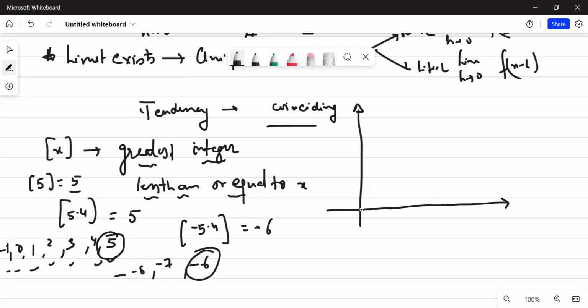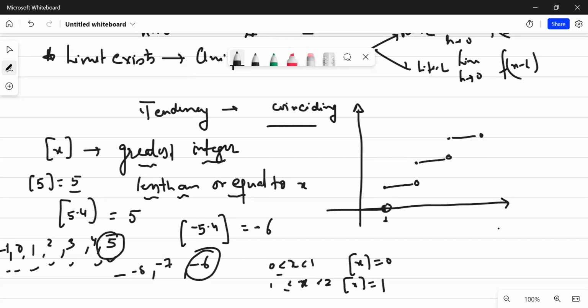So what would be the greatest integer from 0 to 1? You can clearly see that your greatest integer would be 0. At 1, you cannot define it. Exactly at 1, you'll find that your function jumps. And exactly at 2, again the function jumps, and exactly at 3, the function again jumps, and so on. So if x lies between 0 and 1, your greatest integer x would be 0. If x lies between 1 and 2, then it would be 1, and so on.